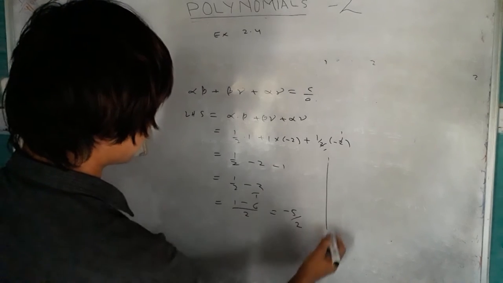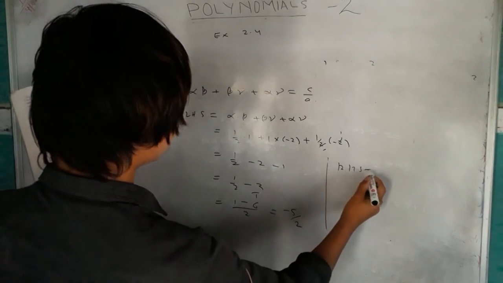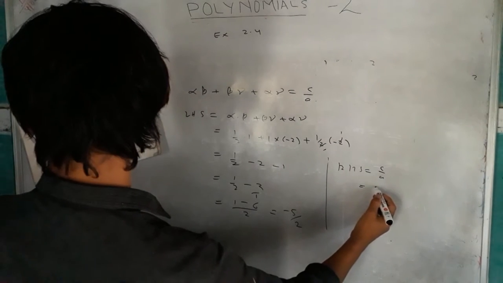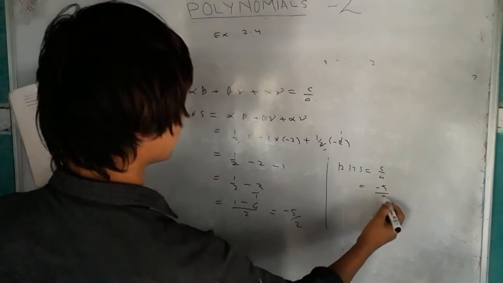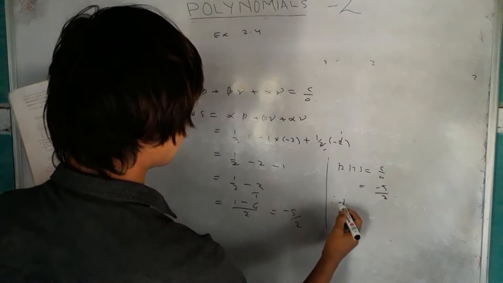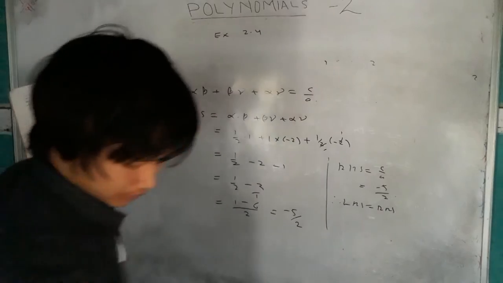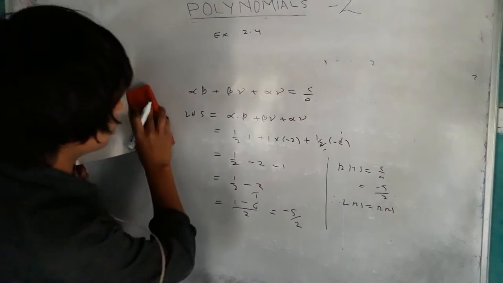So RHS equals c by a. What is our c? Minus 5 by 2. Since LHS equals RHS, hence verified. Okay, so number one is done.